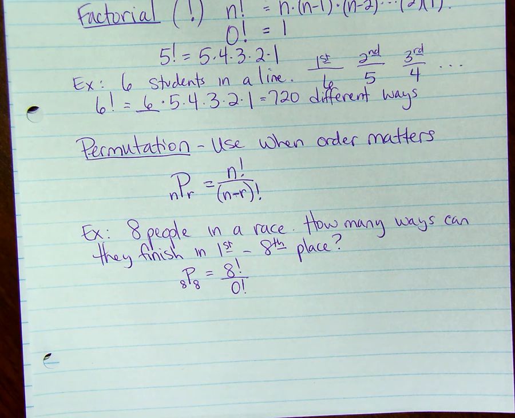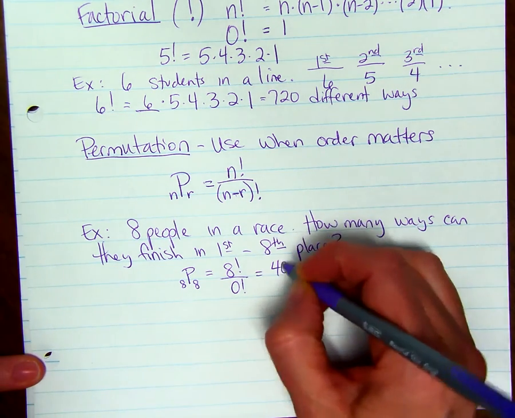So let me get out my calculator here and figure out 8 factorial. 40,320 ways.